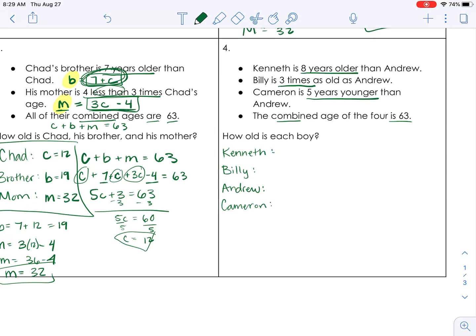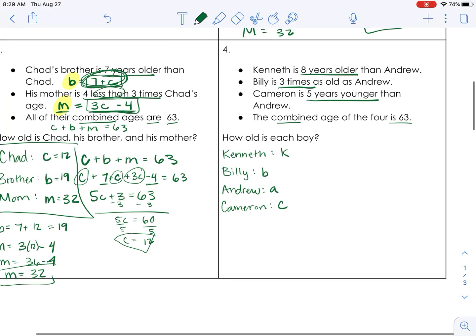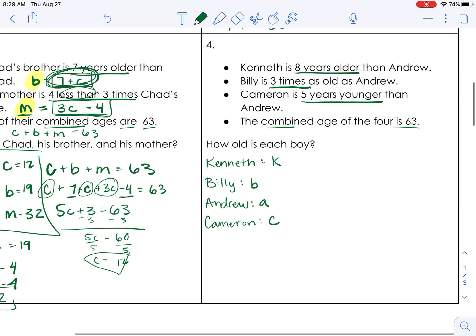So now we've read it, we've underlined, we need to define our variables. Let's call Kenneth K, Billy B, Andrew A, and Cameron can be C. So let's write our equations. I'm going to come down a little bit so we have some space. Kenneth is 8 years older than Andrew, so K is equal to Kenneth. Kenneth is equal to 8 years older than Andrew, so we're going to do 8 plus whatever Andrew is.